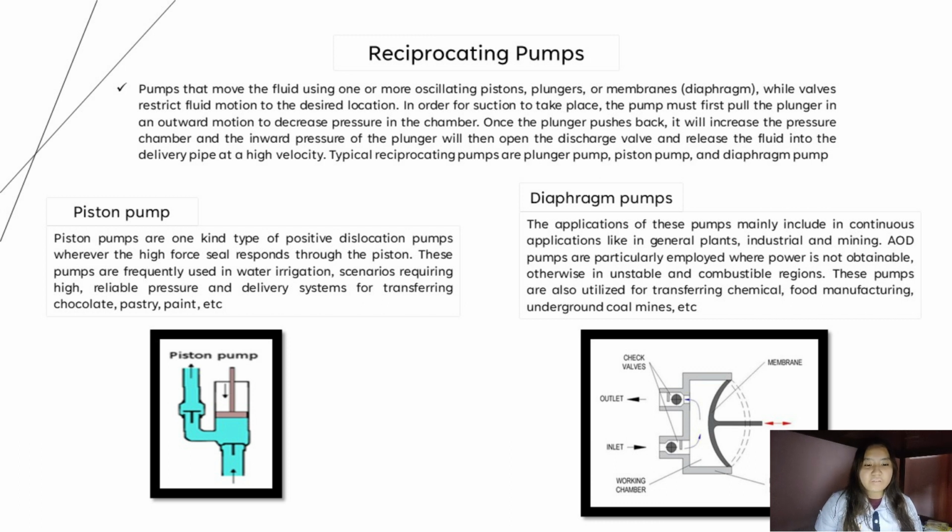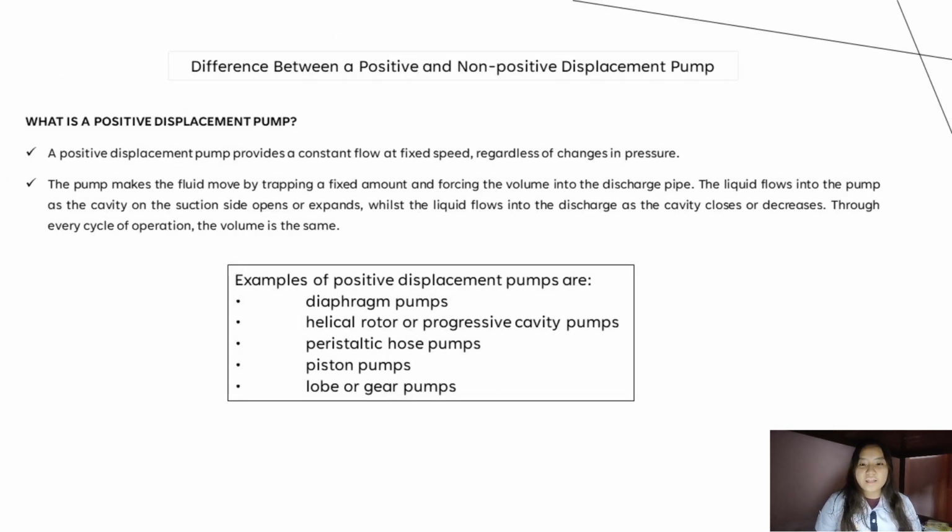The application of these pumps mainly include continuous applications like in general plants, industrial, and mining. These pumps are particularly employed where power is not obtainable, otherwise in unstable and combustible regions. These pumps are also utilized for transferring chemicals, food manufacturing, underground coal mines, and etc. Okay, for the next slide, we have here the difference between a positive and non-positive displacement pump.